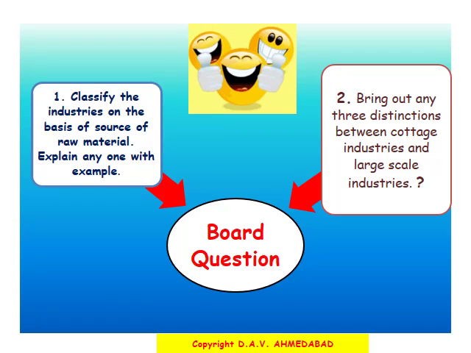Okay students, let's do some board questions. I'm going to ask you a few questions and you have to answer them on your own. After you finish answering them on your own, you can check the answers. Alright? Question number 1. Classify the industries on the basis of source of raw materials. Explain any one with example. Question number 2. Bring out any three distinctions between cottage industries and large-scale industries.